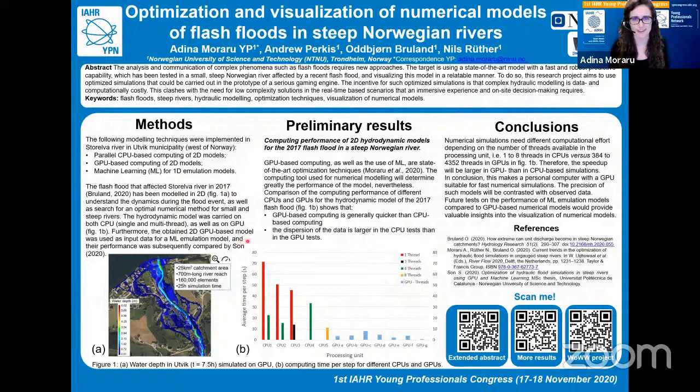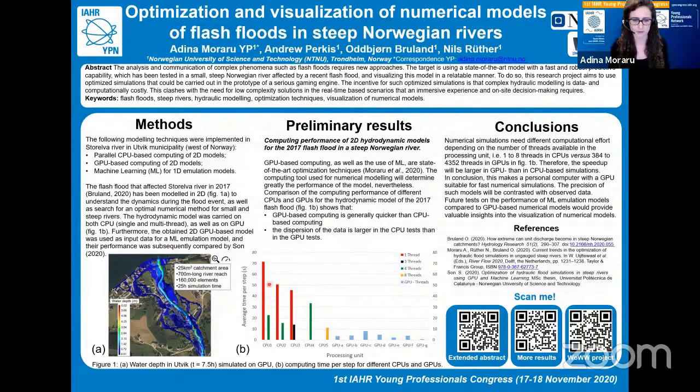Although the data is still to be analyzed, I can show you a short sneak peek into the comparison of CPU computing time versus GPU computing time. You can see this in figure B. The blue bars are GPU computing time, and you can see that they are much lower than the CPU computing time. It's on the order of several seconds, less than 10 seconds per time step. Whereas on CPU, the red bars are the single thread, and the green, black, and orange bars are the multi-thread. They are much higher, much slower.